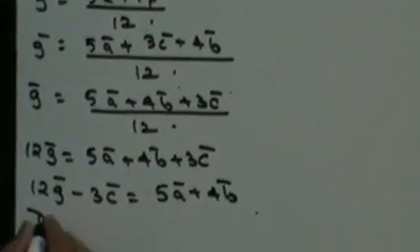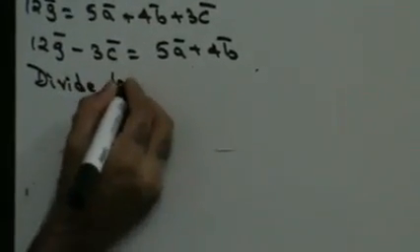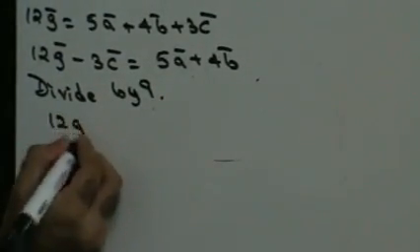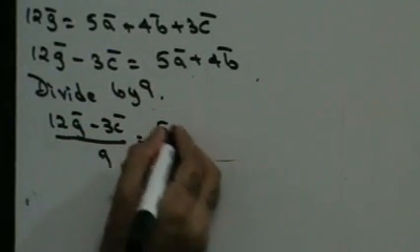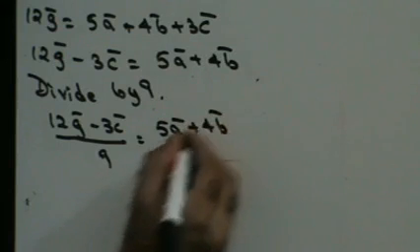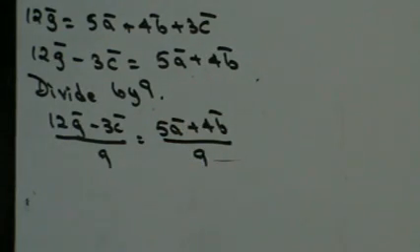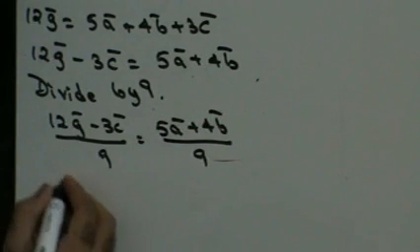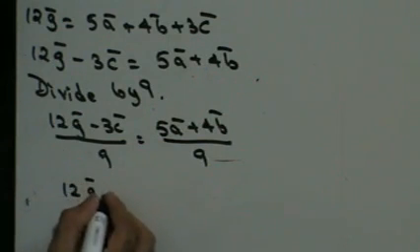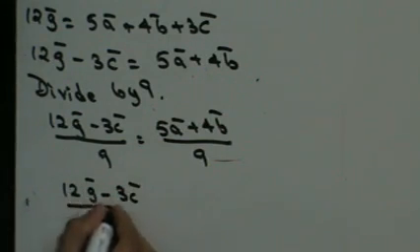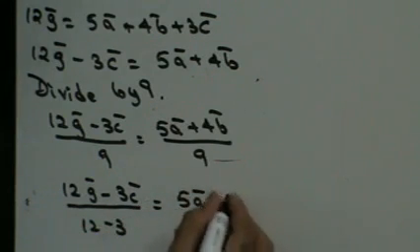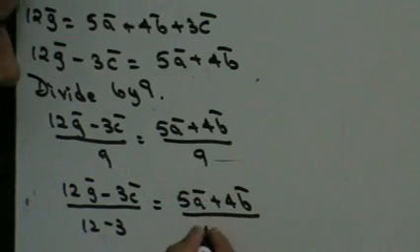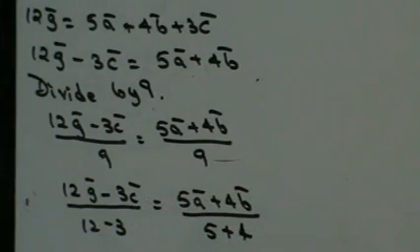Right? Divide by 9. If I divide by 9, I'll get (12g vector minus 3c vector) upon 9 is (5a vector plus 4b vector) upon 9. Right? 9 can be written as 12 minus 3. So this is (12g vector minus 3c vector) upon (12 minus 3) is (5a vector plus 4b vector) upon (5 plus 4). Let us assume that this is equal to r vector.